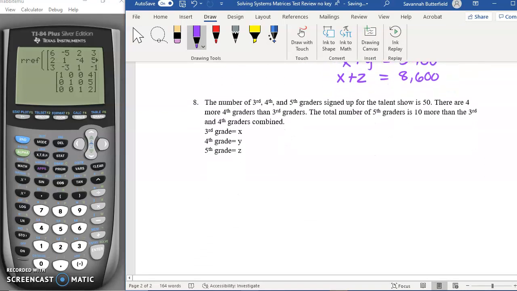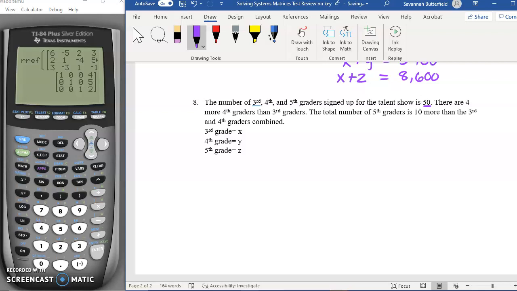It says the number of 3rd, 4th, and 5th graders signed up for the talent show is 50. There are 4 more 4th graders than 3rd graders, and then the total number of 5th graders is 10 more than the 3rd and 4th graders combined. And then it tells us to use X for 3rd grade, Y for 4th grade, and Z for 5th grade. So again, all we have to do is write a system of equations for this one.